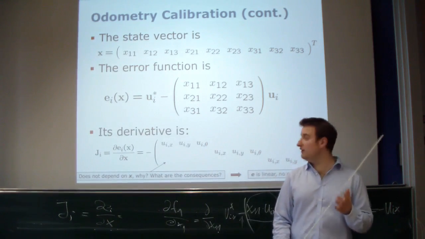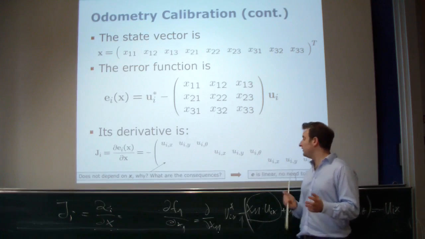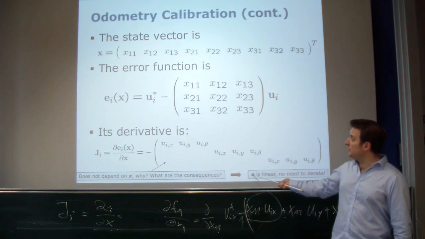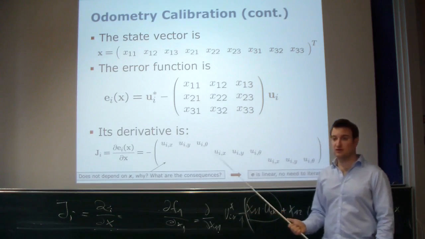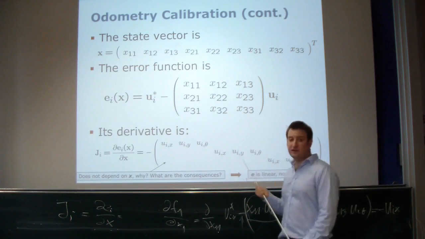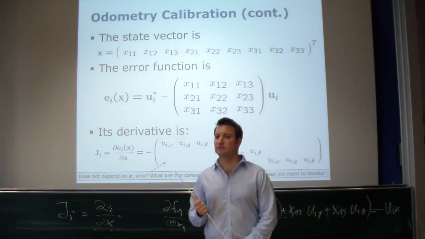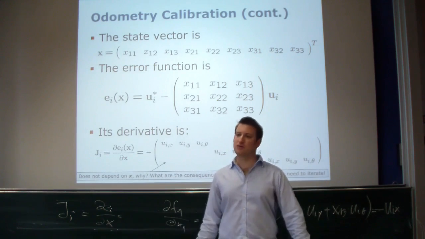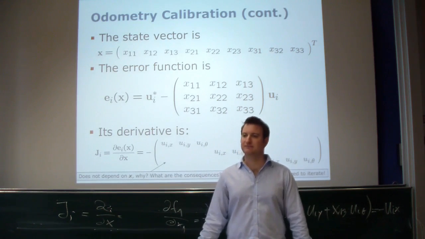So E is linear. So the vector form is a linear function in x. So there's no need to iterate for us. Directly executed, one shot, we have the solution. We know our parameters, and we're happy.